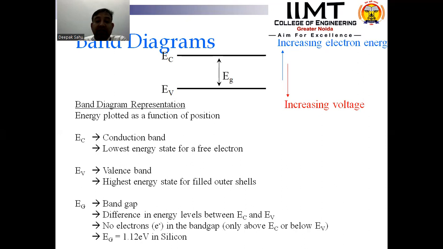In the same way, the valence band shows a high energy state for filled outer shells. And Eg, as usual, is the difference between the conduction and valence band. Here, we have taken the example of a semiconductor based on silicon, and its value is 1.2 electron volts, which is the primary unit to define it.